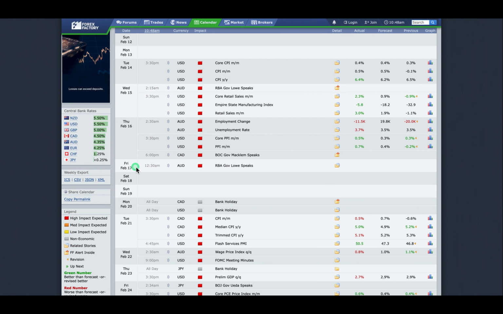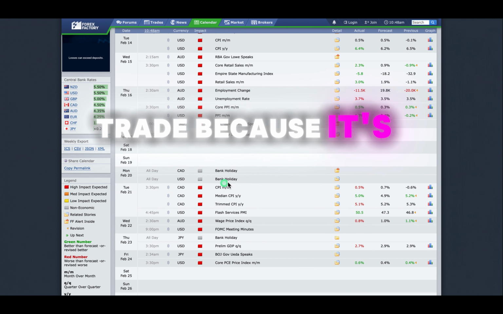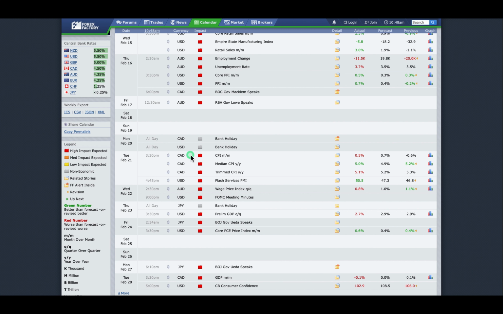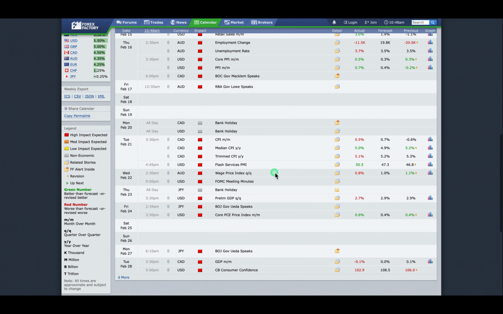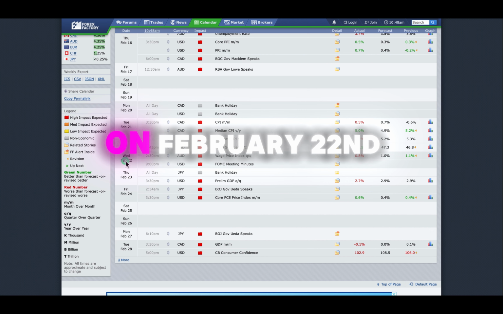So the only day that we're looking forward to trade is Monday, but Monday is also an invalid day to trade because it's a bank holiday, and we do not trade on bank holidays. And also we don't trade on CPI, so that makes Tuesday an invalid day to trade. And when it comes to the following day, here on February 22nd, this is another day that we can actually look for trades. So like I said before, the only valid day to trade here is February 22nd.